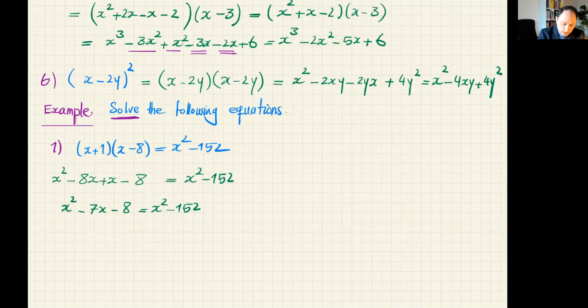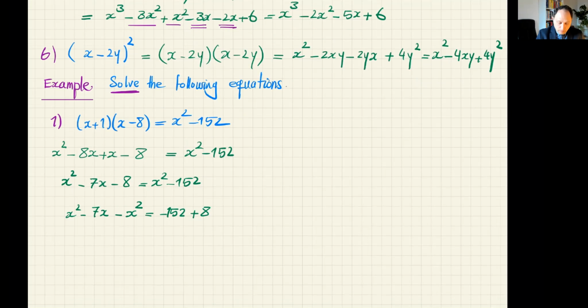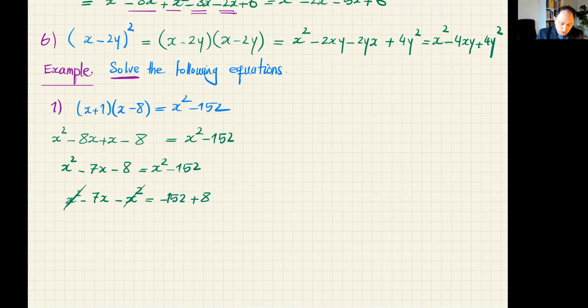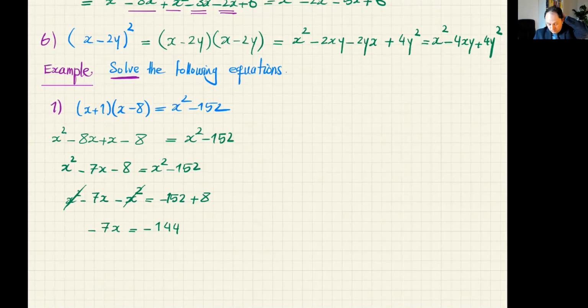So let me write everything here. So I would write x squared, I will keep minus 7x. I move x squared to the left, it becomes minus x squared. What is left on the right is negative 152. And then I move 8 to the right, it becomes positive 8. So this one and that one now are gone. What is left for me is minus 7x. And on the right-hand side, what is left for me is minus 144. Yes, am I right? Yes.